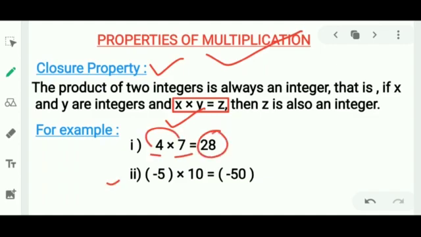And in the second example, there are two integers, the first one is minus 5 and the second one is 10. When we multiply them, we get minus 50. And we know that 28 and minus 50 both are integers. So we can say that if we multiply any two integers, then their product is also an integer, and this property is called closure property of multiplication.